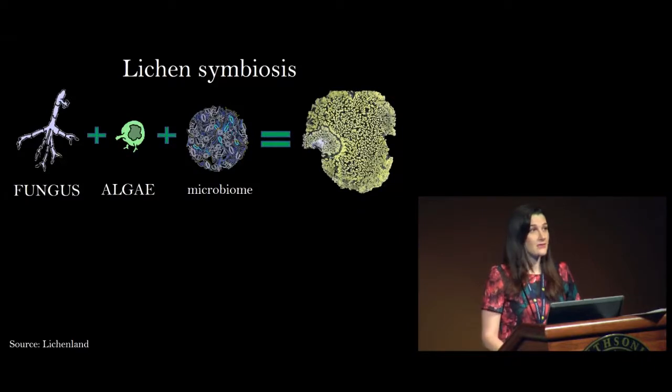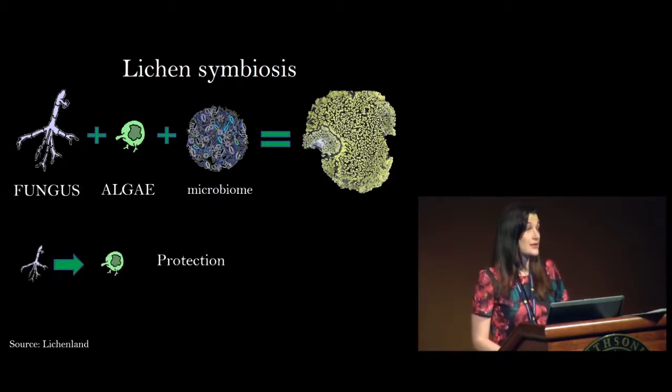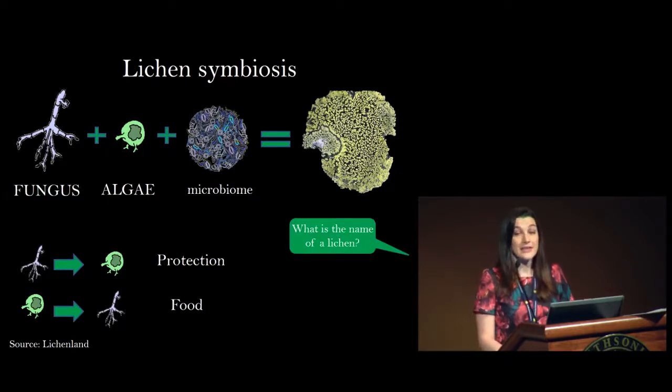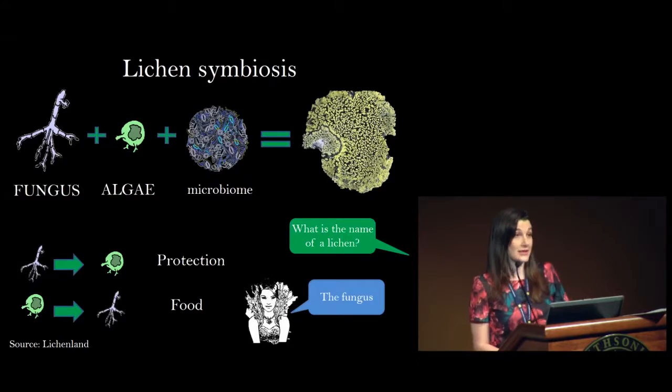Symbiosis literally means living together, and in a lichen, what is living together is a fungus, algae, along with its microbiome. The fungi is providing the algae with a safe environment, while the algae is providing the fungi with food. And you must be thinking, but what is the name of a lichen? It is the name of the fungus. It does not account for the other partners.